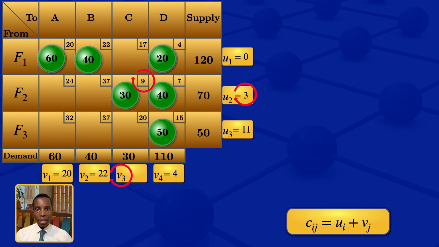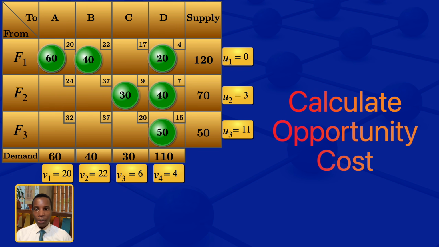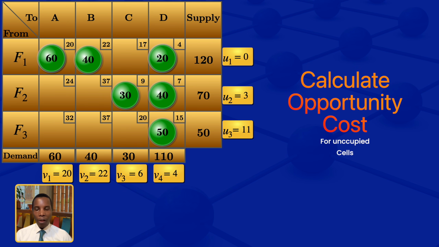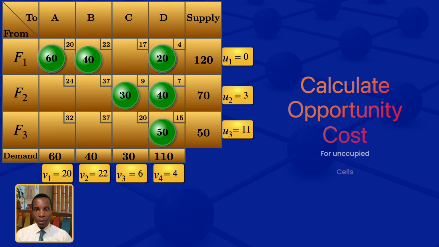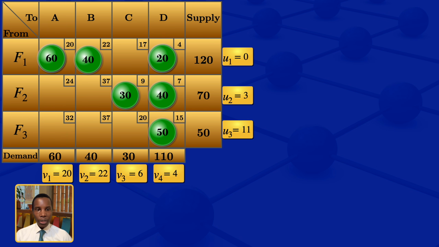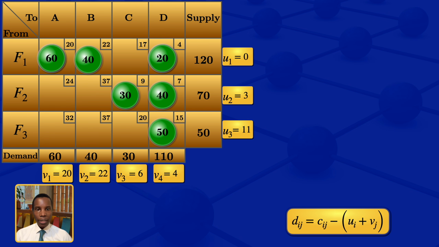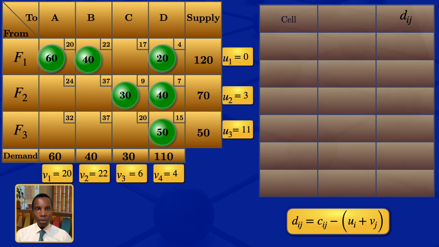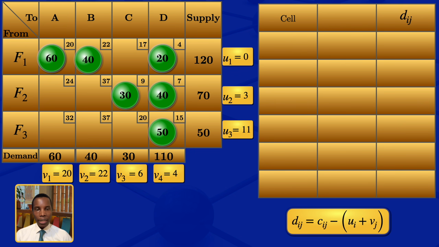So V3 will be equal to 9 minus 3, which gives us a 6. So we have obtained our dual variables. We go on to the next step of calculating the opportunity cost for unoccupied cells. The formula that we use there is Dij equals Cij minus (Ui plus Vj). So we go on and draw a table where we have the cell and the Dij.